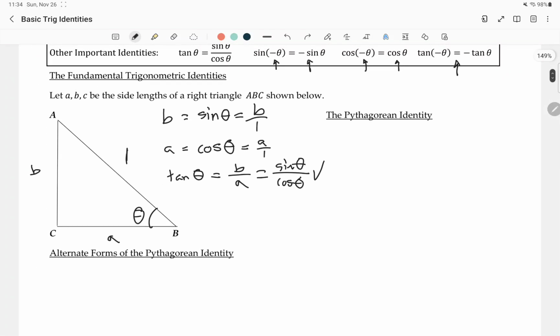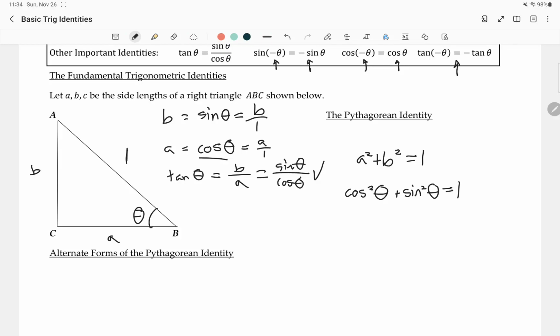Anyway, getting into it, we'll do the Pythagorean identity. So obviously, we're going to see from the triangle here that a squared plus b squared equals 1. So from here, we already know what a is, right? We define it as cosine, so cosine squared theta. And then we found what b squared is. We found it's sine theta, so sine squared theta, equals 1.